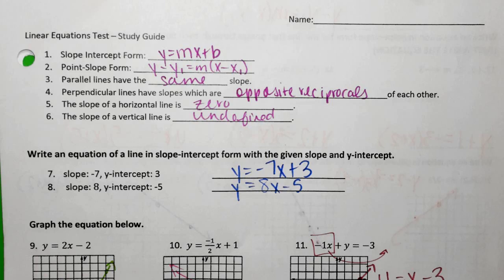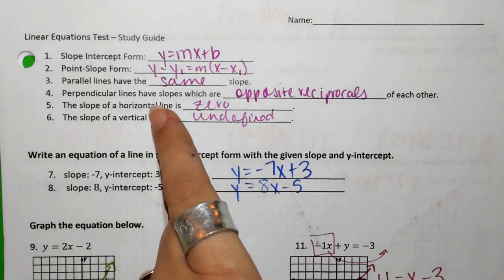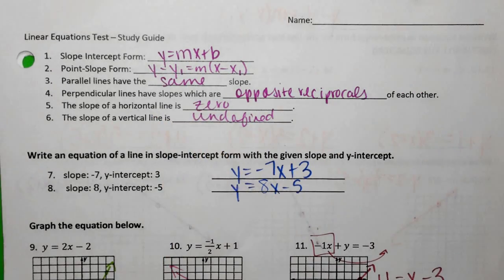Parallel lines have the same slope. Perpendicular lines have opposite reciprocals of each other. Horizontal is 0 and vertical is undefined.